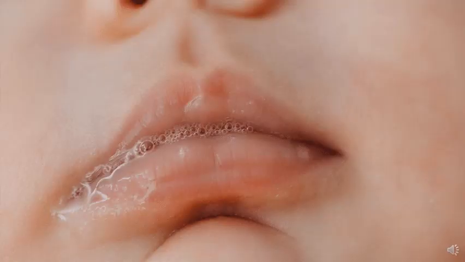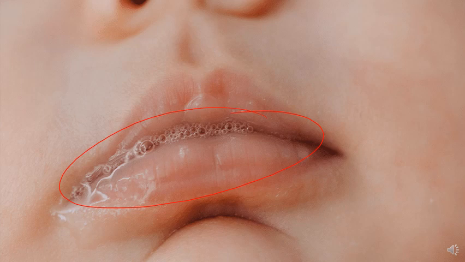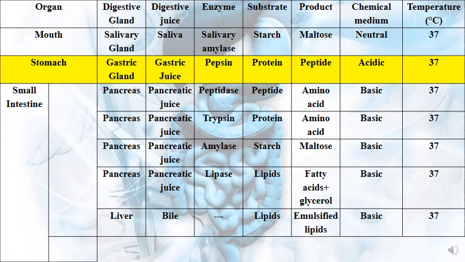So this is the saliva, as we said before. It's found inside the mouth, and it contains the enzyme salivary amylase that digests starch to give maltose. That's why if we put a piece of bread inside our mouth, this piece will become sweet in taste due to the change into maltose.